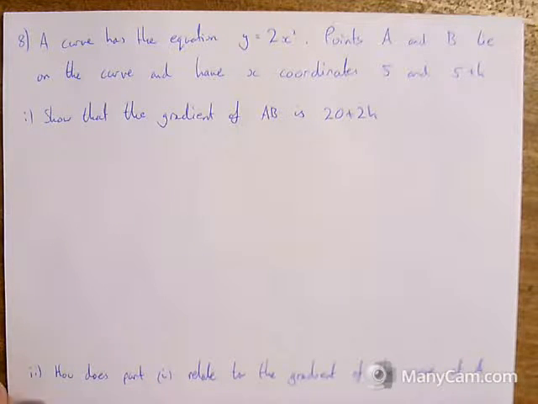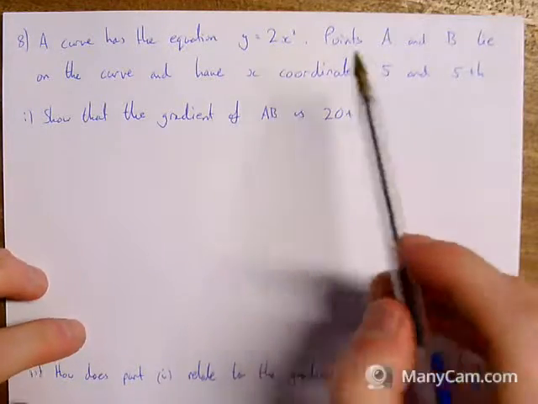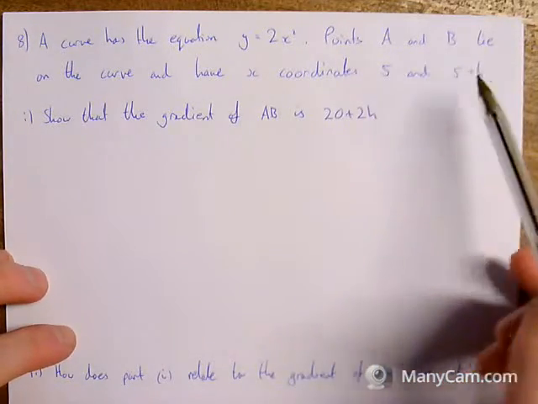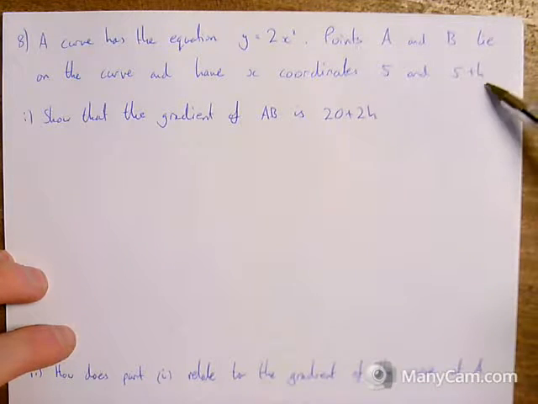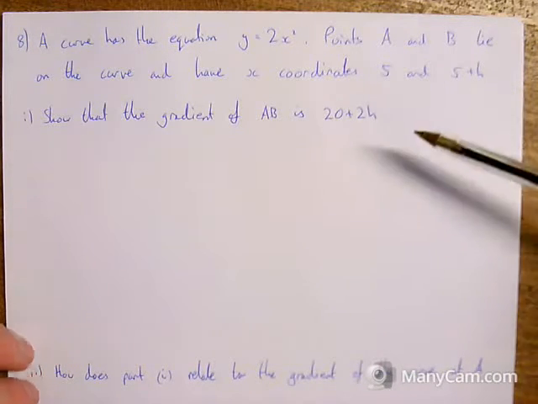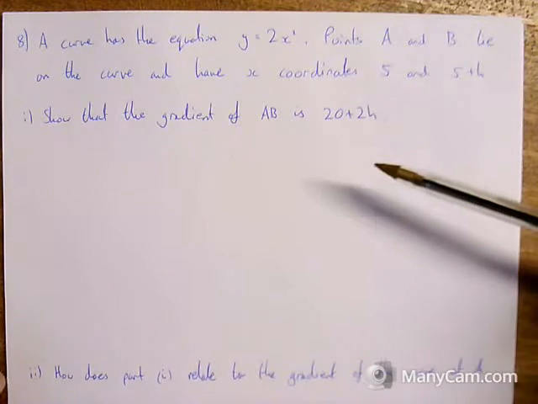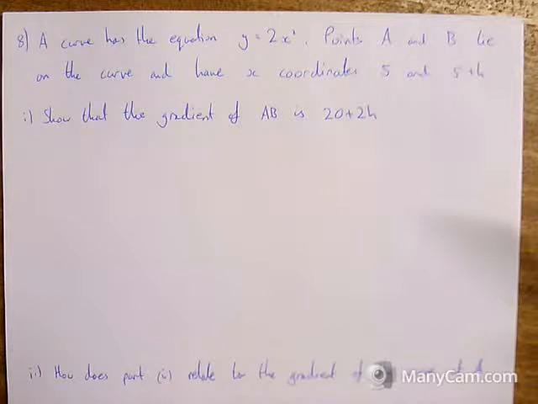Okay, so question 8 is looking at gradients of curves and normals and equations of lines. If we have a look at the first part to begin with, the question says that a curve has the equation y equals 2x squared, and we've got points A and B that lie on the curve, and they've got x coordinates 5 and 5 plus h. And we're asked to show that the gradient of AB is 20 plus 2h.